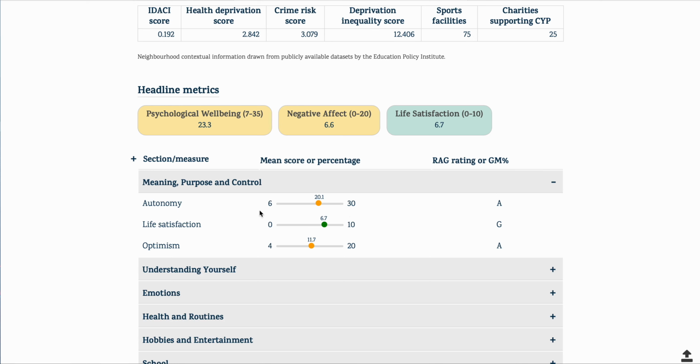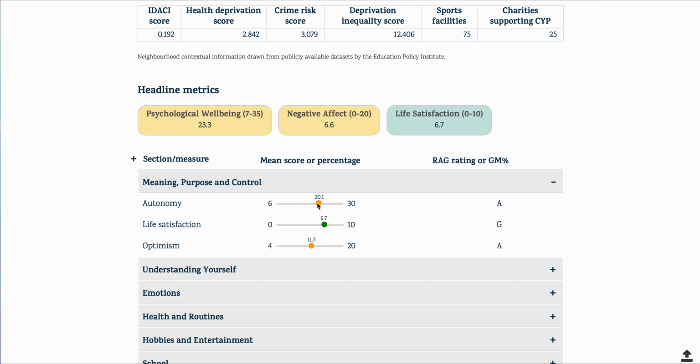Just another example, our autonomy, life satisfaction and optimism measures, which we organise under the heading of meaning, purpose and control. Gives you the average score for the measure. This is the lowest possible score, the highest possible score. So young people in this neighbourhood on average score 20 out of a maximum possible score of 30.